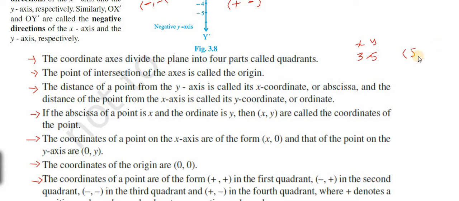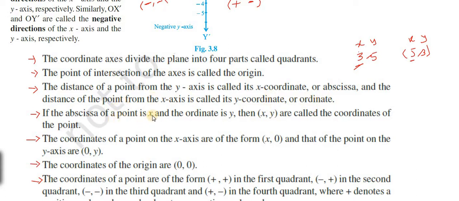So this x-coordinate is known as the abscissa. In 3 comma 5, 3 is the abscissa; in 5 comma 3, 5 is the abscissa. Why? Because the first is x and the second is y. Here x is 3, y is 5, and here x is 5, y is 3. Therefore x is the abscissa, y is the ordinate. The distance from the x-axis is called the y-coordinate or ordinate.